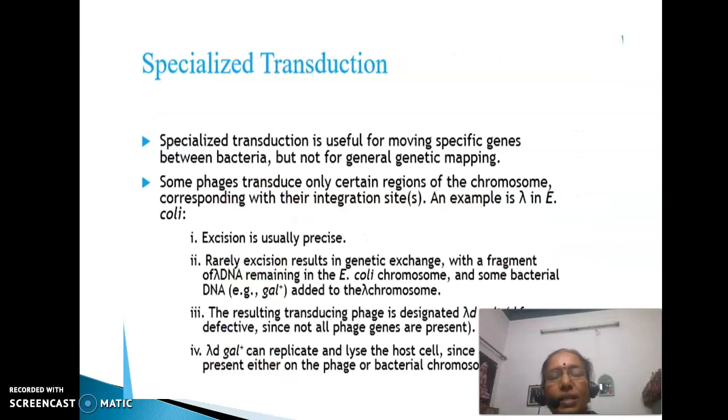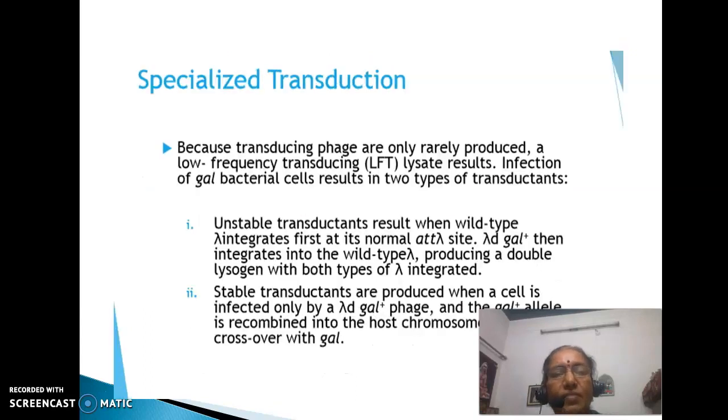Now, in contrast to this, we have another method called specialized transduction. In case of specialized transduction, only a certain region of the chromosome is normally used for the transfer. So for example, if I take lambda phage, which is known to infect E. coli, it cannot move all the genes. It will move only either GAL or biotin genes. So that's why specialized transduction cannot be used for general genetic mapping experiments. First, with the help of diagrams, we'll try to understand how the specialized transduction works out.